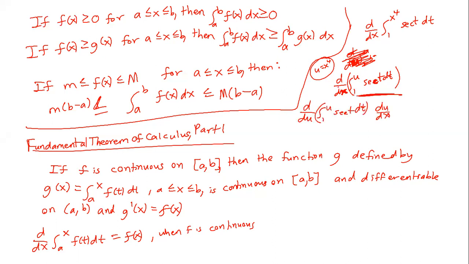I'm going to change every x to be u. I'm going to take the derivative with respect to u, and I'm going to call x to the fourth equal to u. I'm going to say u equals x to the fourth. So I'm going to go from 1 to u of secant t dt: d over du of the integral from 1 to u of secant t dt. So far I only changed this part. I just said 1 to this variable u.